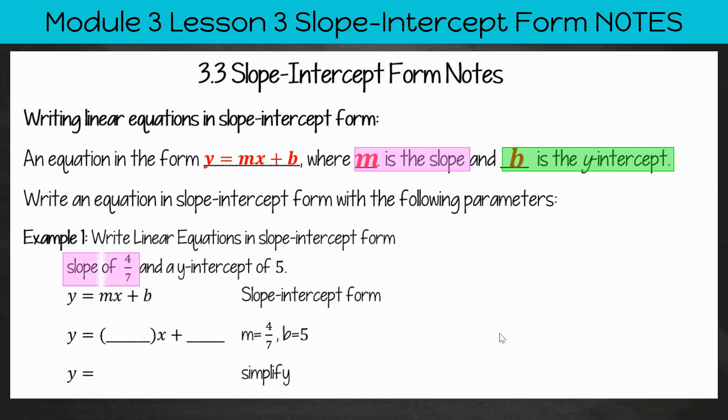So we need to write an equation in slope-intercept form, and they've given us the slope and they've given us the y-intercept. So I just have to replace the m value with the slope, which is 4/7, and the b value with the 5, because that's our y-intercept. And then I'm just going to simplify the equation, which means y is equal to 4/7x plus 5.